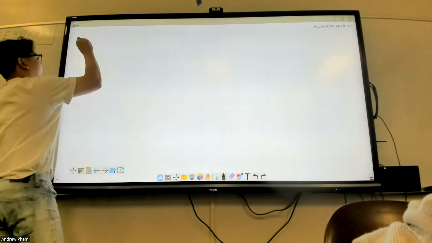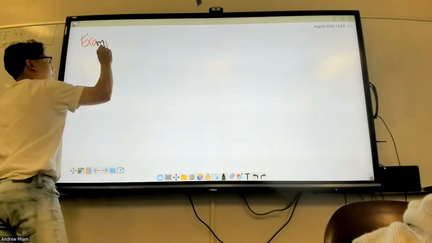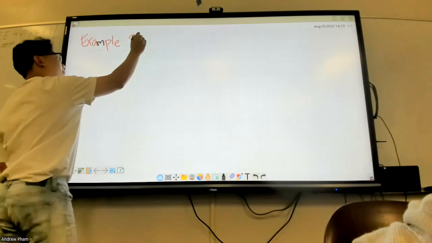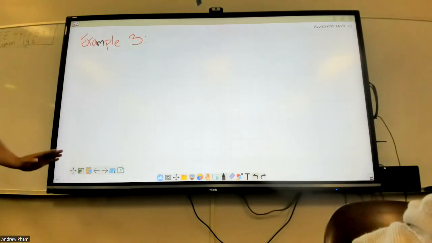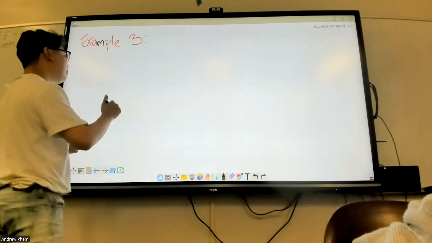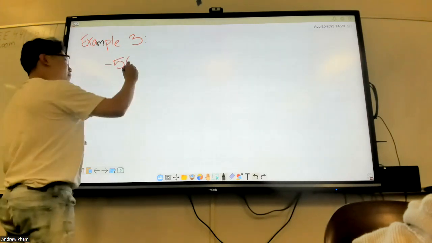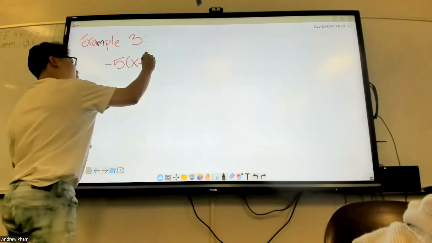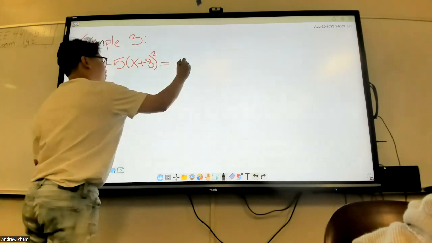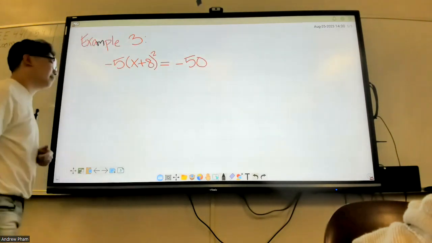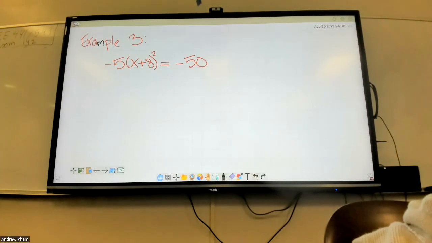Example 3. I don't know why it keeps on changing colors, but that's fine. Same instructions as before, solve for x. You can probably imagine all the instructions are going to be the same for today's lecture, solve for x. So what if I give you something that looks like this? -5 times x plus 8 squared is equal to, let's do -50. I've got something like this right here.